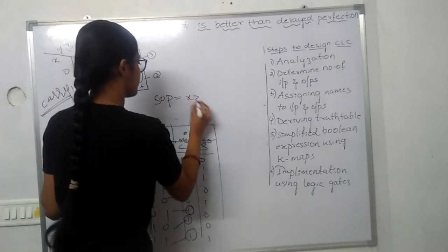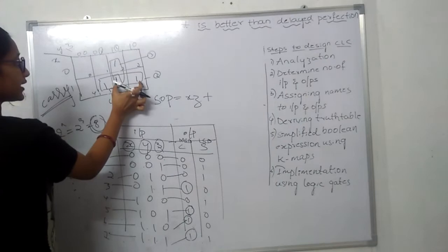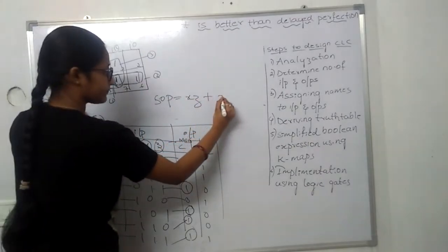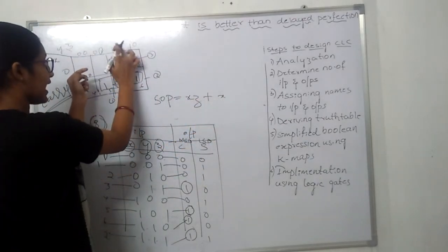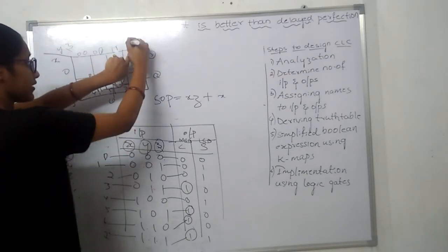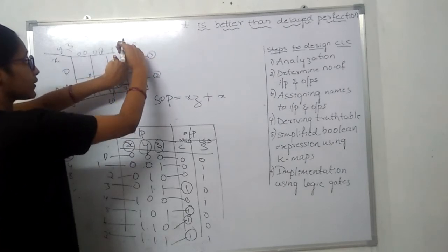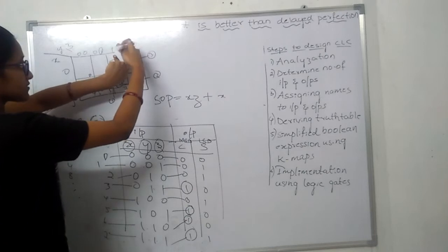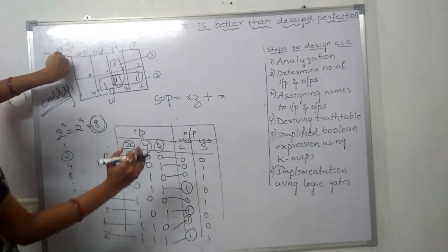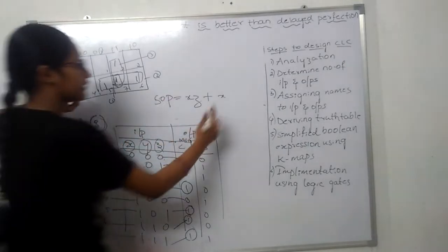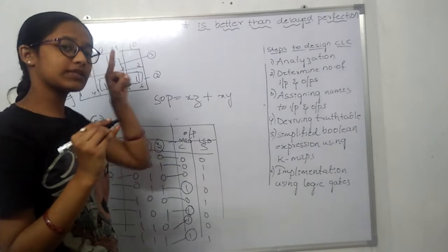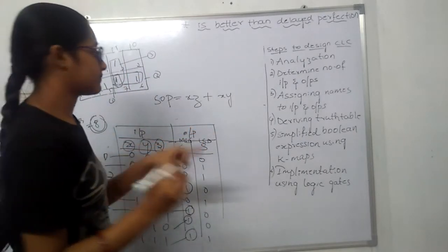So X Z plus, and then the second grouping. In the second grouping, we have X, fine. And then if you go up, in the most significant bit you have 1s in common and you can cancel 1 0. So 1 0 is nullified, and the common 1 1 is represented by Y. Here you can take Y directly, you don't need to take the bar as it is not associated with 0. If it is associated with 0, you must take it in bars.